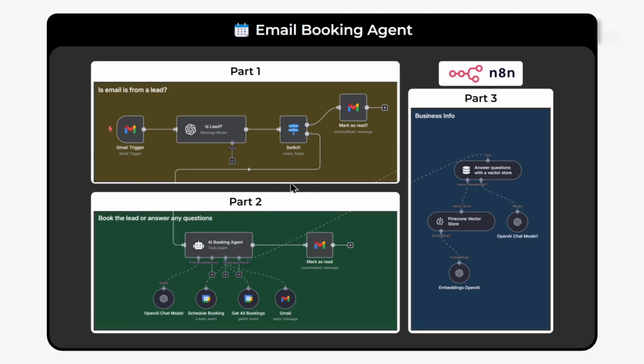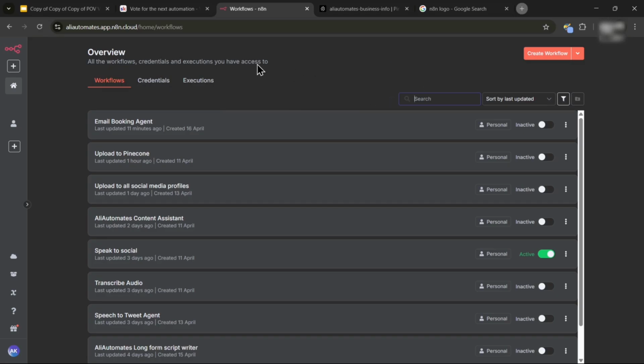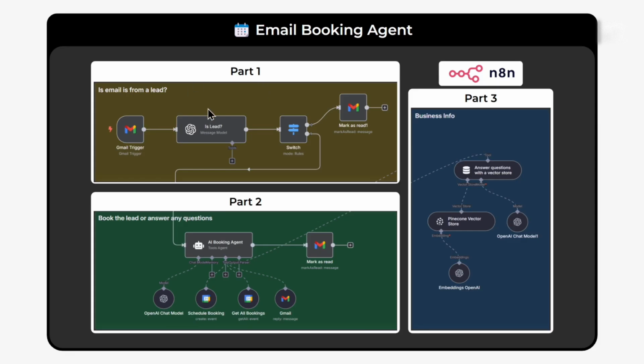With that said, let's actually start building this thing. So just head over to your n8n dashboard and just press create a workflow to get started. So we can see in part 1, we're going to need a Gmail trigger, and then we're going to need some sort of message model to determine whether this email is from a lead or not.